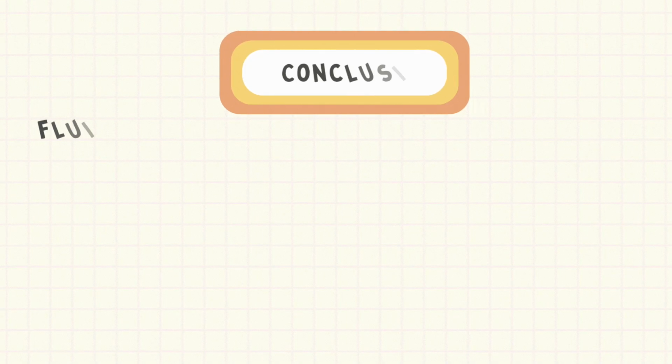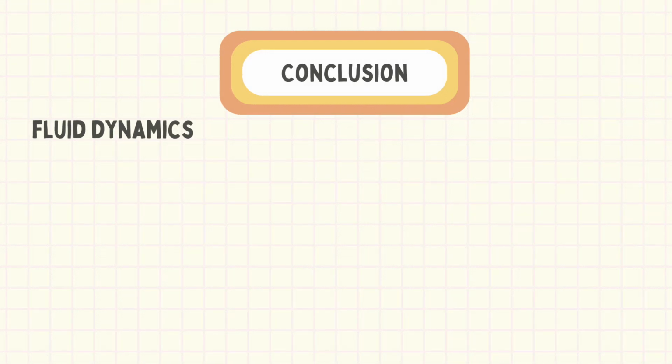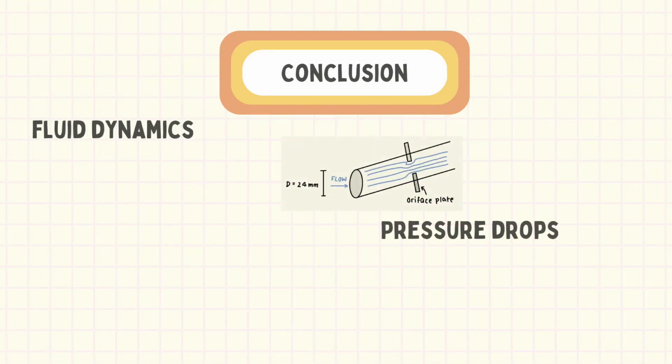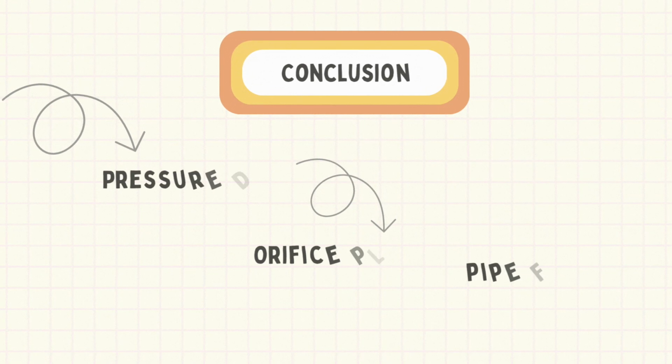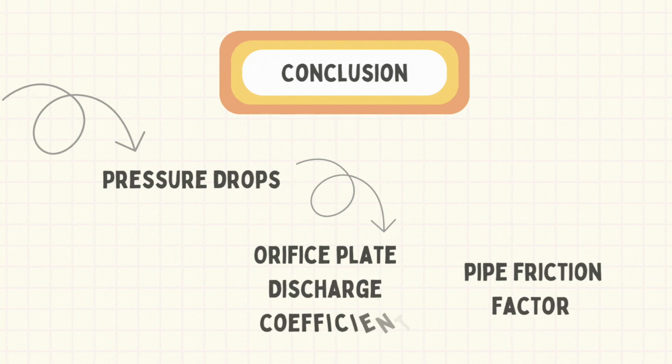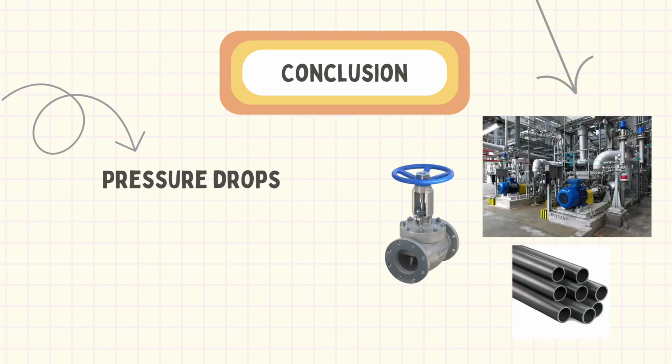In conclusion, this experiment focuses on studying fluid dynamics, specifically pressure drops across orifice plates and various types of pipes. By calculating flow rates and pressure drops, the orifice plate discharge coefficient and pipe friction factor can be successfully determined. The significance of the results obtained goes beyond the limits of the laboratory, as they offer valuable insights into the real-world applications of fluid mechanics for chemical engineers.